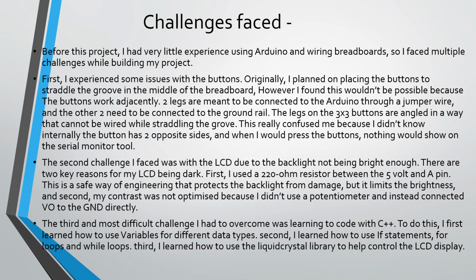Essentially, I would have needed to rotate the button 90 degrees on the groove, which was impossible to do because of the way that the buttons were set out. This really confused me because I didn't know that internally the button had 2 opposite sides. While I had the button straddling the groove, I would press them and nothing would show on the serial monitor tool. But moving the buttons and rotating them 90 degrees fixed the problem.